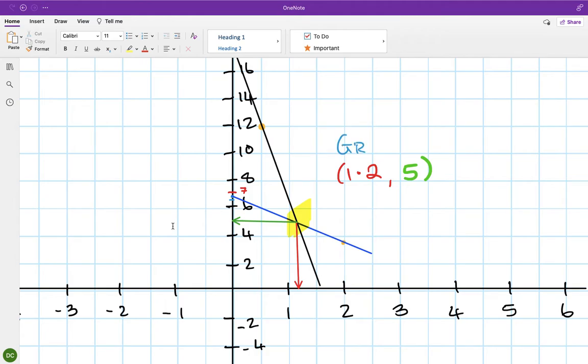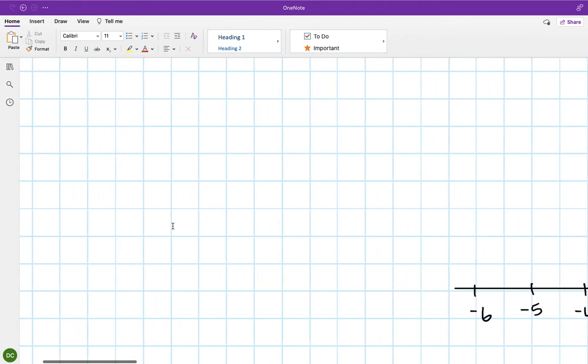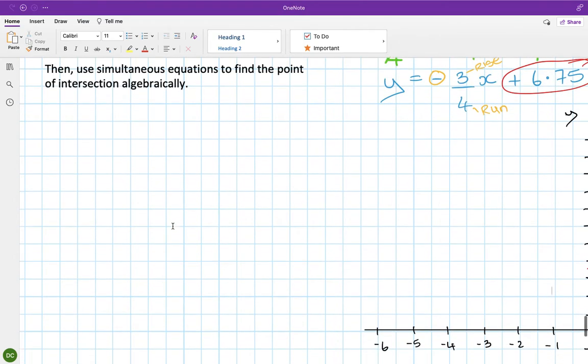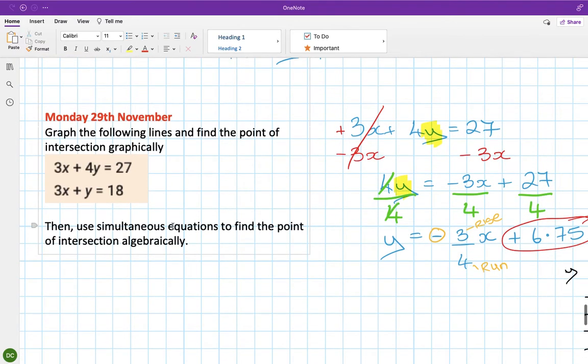And now what I'm going to try and do is get an algebraic value. Okay, that's the second part of the question. So let's go back and do that. So it says graph the following lines and find the point of intersection graphically. Done. And I got 1.25. So I'm just going to write that in there so we can refer to it. And then use simultaneous equations to find the point of intersection algebraically. So the first step is to write the lines in the form y equals, as in isolate the y. So I've got that done already.